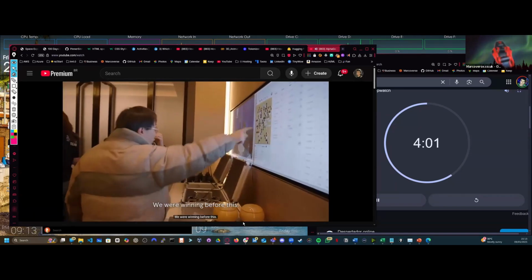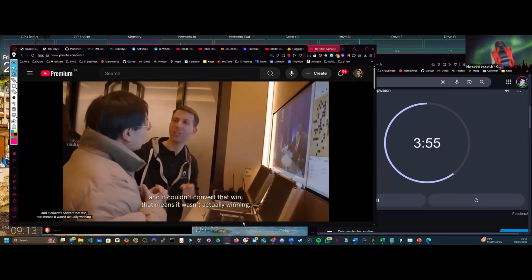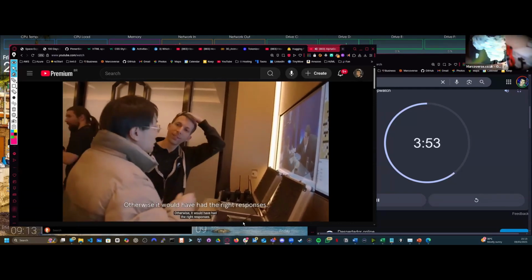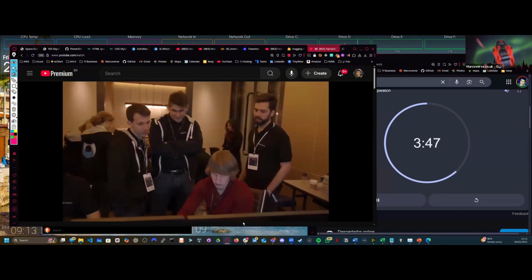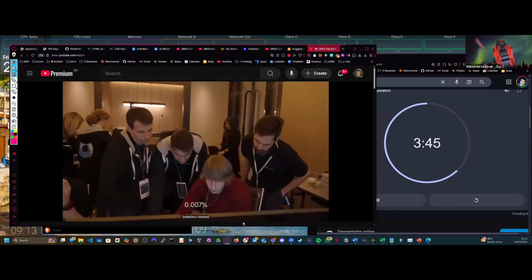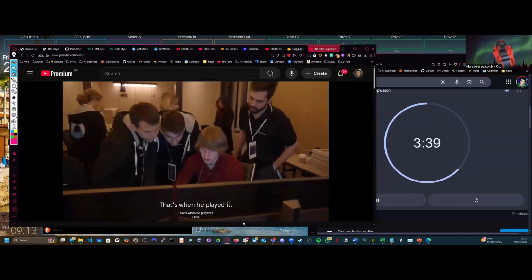No, we were winning before this. But if AlphaGo thought it was winning and it couldn't convert that win, that means it wasn't actually winning. Otherwise, it would have had the right responses. Would we have played it? There was a steal in there. What probability does it give it as white? 0.007%. Is that in the position that he played? That's when he played it. I see. So we thought this was the one.